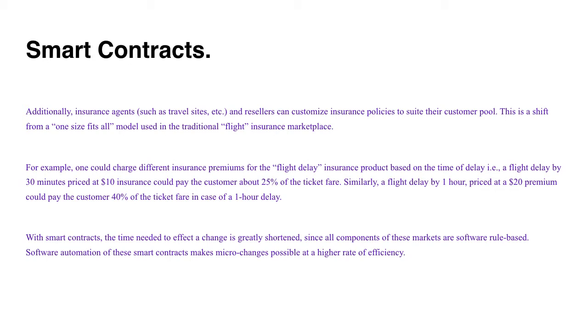Okay, so with smart contracts, the time needed to effect this change of configuration of these parameters, which is the time delay and also the amount of money that you pay a customer, can be greatly shortened because all of these components are written in software and are pretty much rule based. The software automation of these smart contracts makes these micro changes possible at a higher rate of efficiency. So insurance companies, resellers, etc., can directly configure certain parameters in the insurance policy and get these out to customers to buy and use.